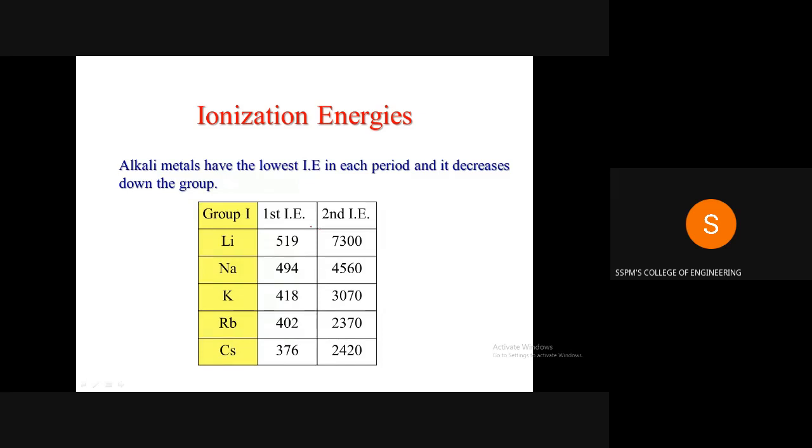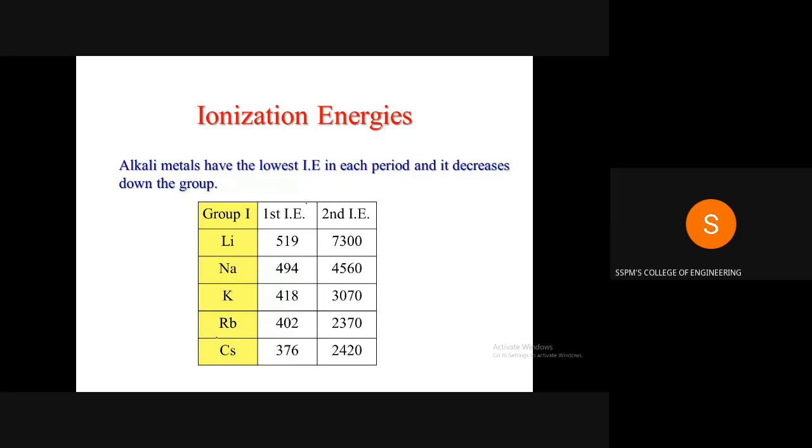Ionization energy. See, the first ionization energy is 590. Then it will decrease. So first ionization energy will decrease when you go down the group. Down the group, first ionization energy decreases, whereas second ionization energy increases. So remember this trend. It is very important.